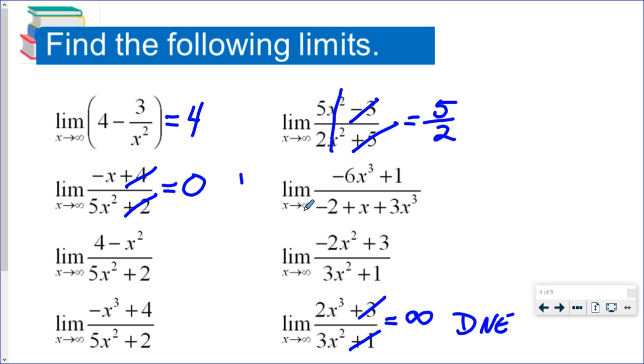So looking here, the limit as x goes to infinity of negative 6x cubed plus 1 over negative 2 plus x plus 3x cubed. All right. Does this plus 1 matter? No. Does this minus 2 matter? No. Now, this is a slightly more interesting question. Does this plus x matter? Kind of, maybe. Some people say yes, some people say kind of. All right. Well, think about it this way.